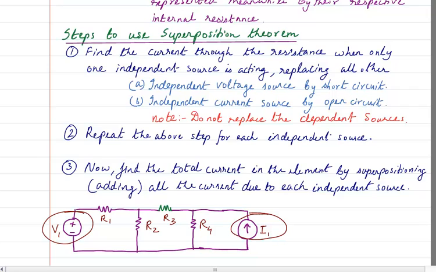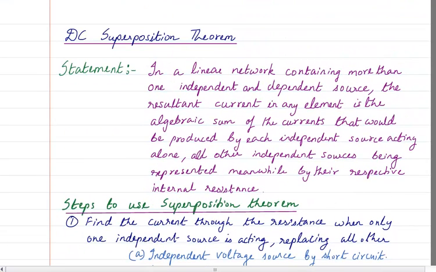Just like that, if there are multiple sources, if there are three sources, then find the effect of one source, second source, third source, add all of them up, and you will get the combined effect of all the sources put together. That is what the superposition theorem is. Let us look at the statement.